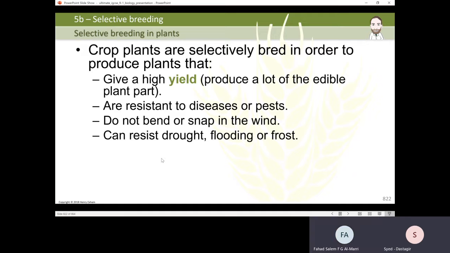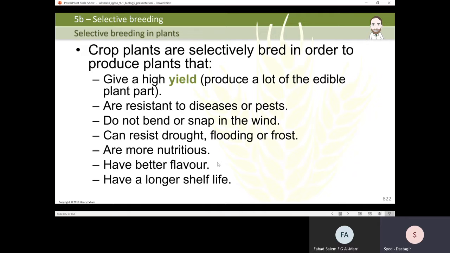What's drought? Drought means like when someone is drowned in the water. Nope. So drought means that there's not enough water. Opposite. Yes, not having enough water. Flooding or frost. Plants are also more nutritious, with more nutrients, have better flavor, and have a longer shelf life.